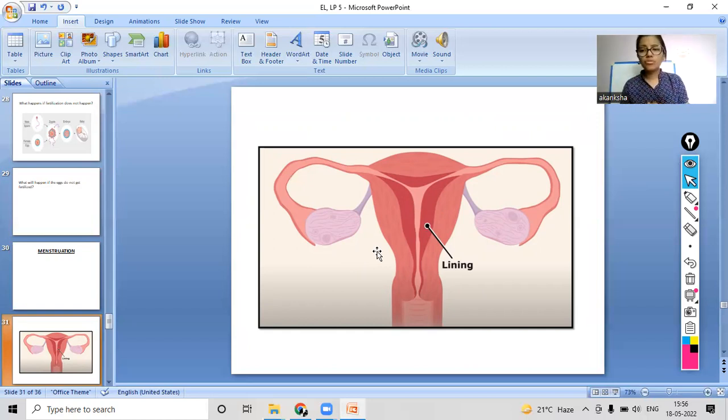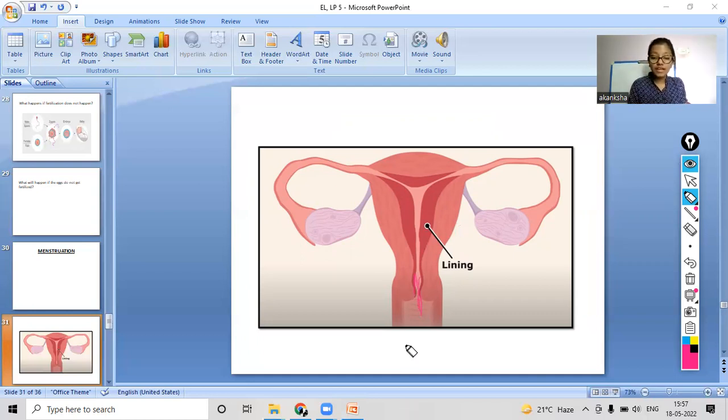But if the embryo is not forming, then what will happen to this lining that is there for providing nutrition? We will see now. If fertilization had taken place, this lining would have provided nutrition to the embryo. But if it has not, this lining is not needed any longer. So the lining slowly breaks and comes out through the vaginal opening. This lining is made up of blood and other fluids. It will come out of the vaginal opening in the form of blood and mucus.